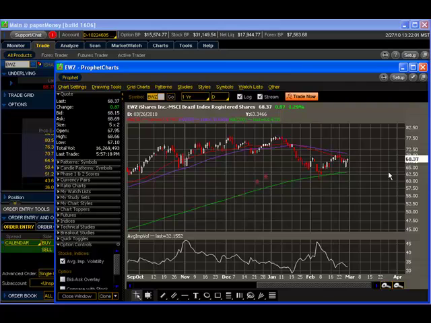Okay, so I'm looking at this chart and I'm looking at a couple of things here. I see that the 200-day moving average is heading up towards the $65 level.